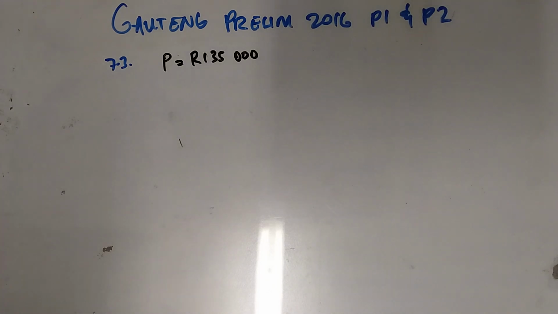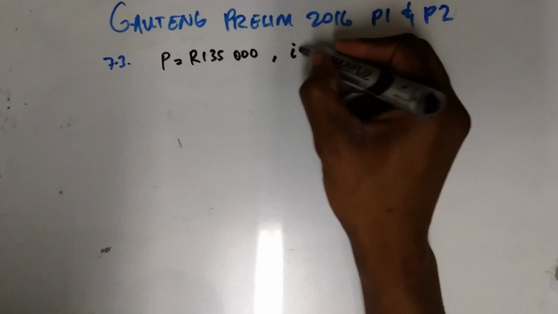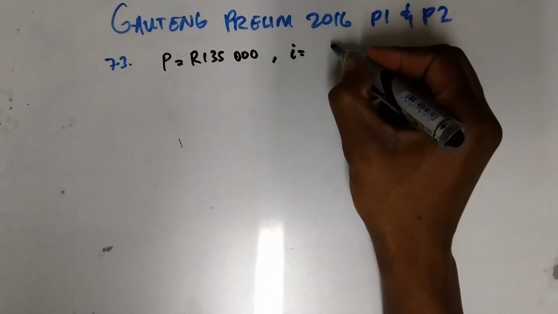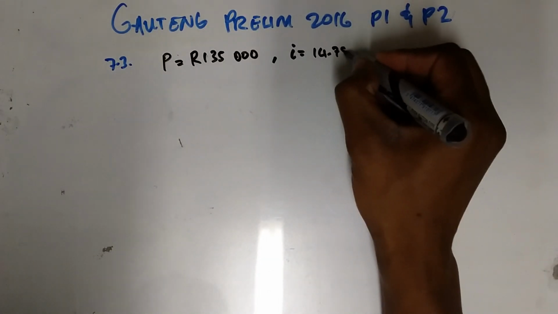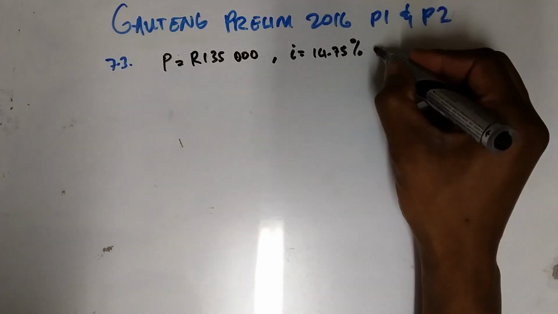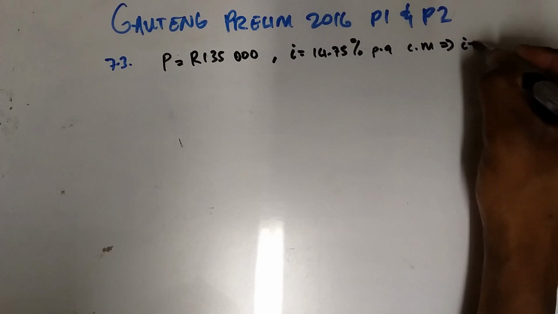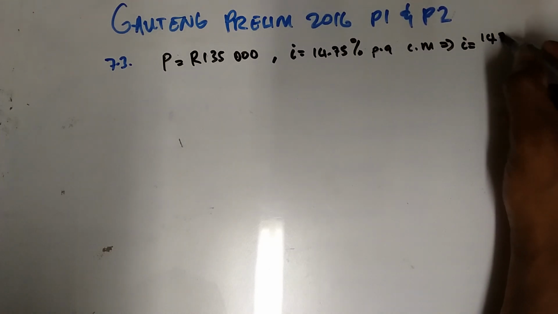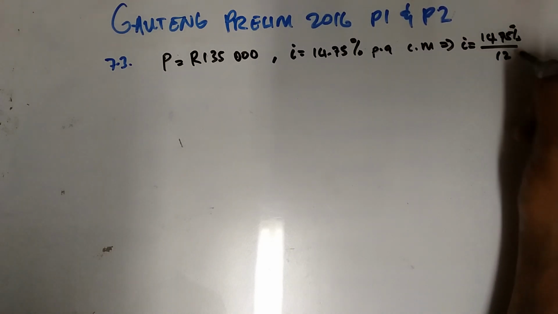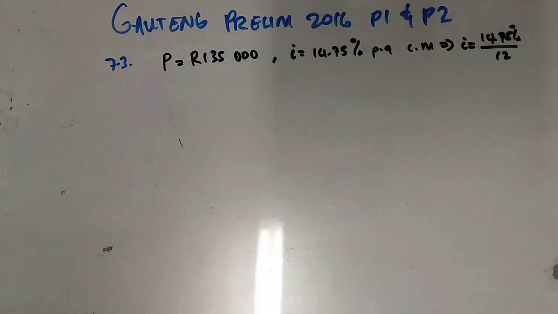So the interest rate here is given by 14.75% per annum compounded monthly, meaning that our interest rate will be given by 14.75% divided by 12. Wherever I see i, I just have to substitute that.